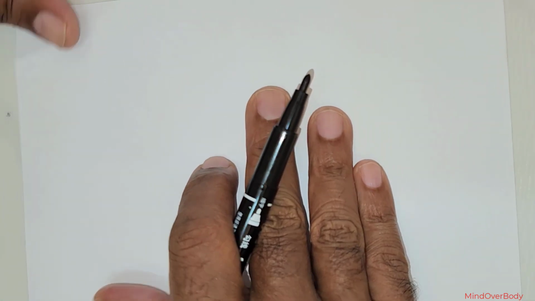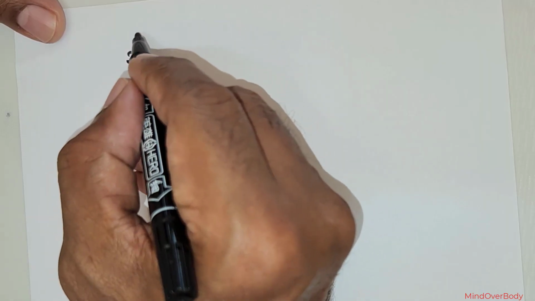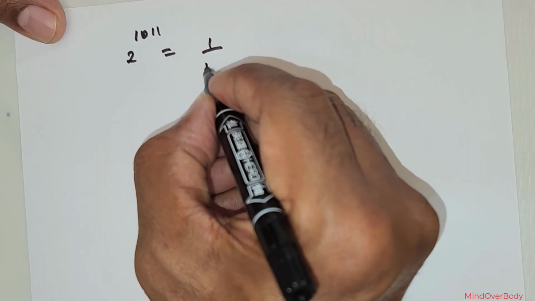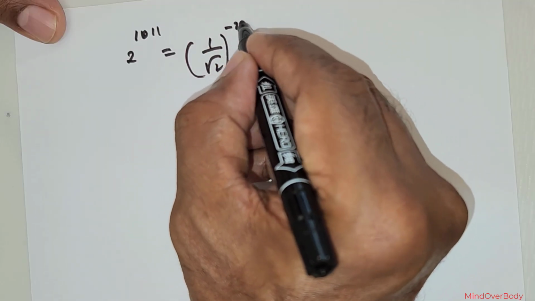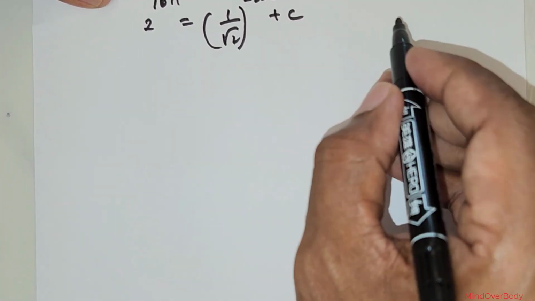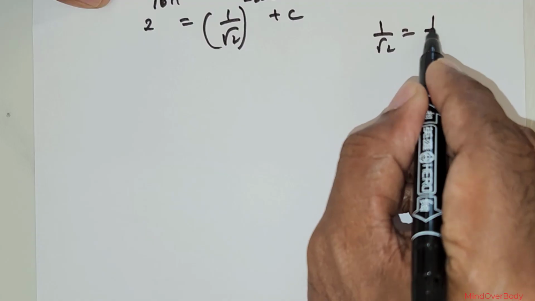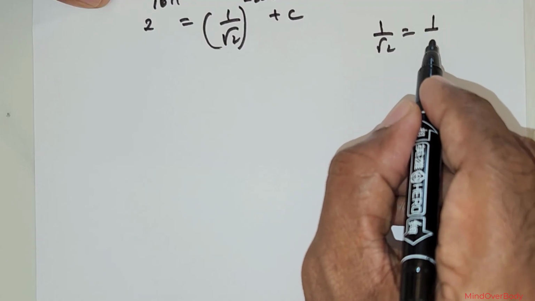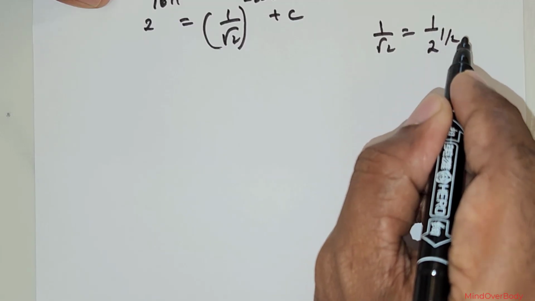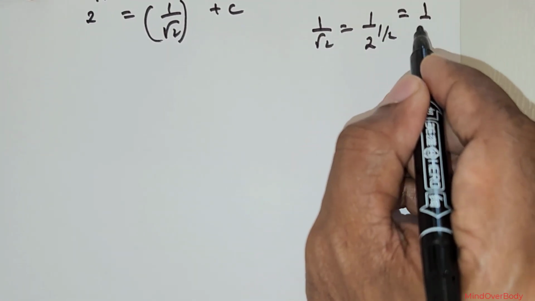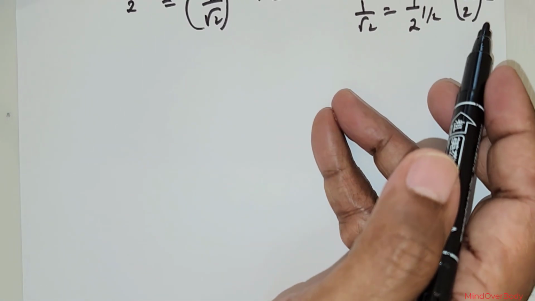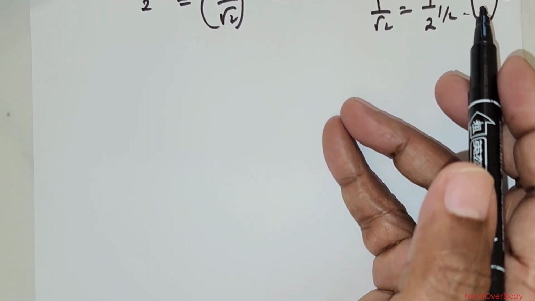Over here, so what have you got? You got 2 raised to the power of 1011 is equal to, I'm starting it again, 1 over root 2 raised to the power of negative 2022 plus arbitrary constant c. 1 over root 2, what is this? It is nothing but 1 over 2 raised to the power of half, right? But what is this? This is going to be 1 over 2 raised to the power of 1 over 2, right? So in place of this, I can substitute this. I hope you are following.